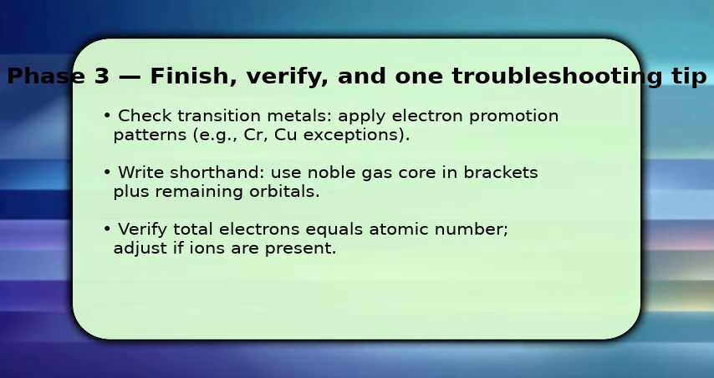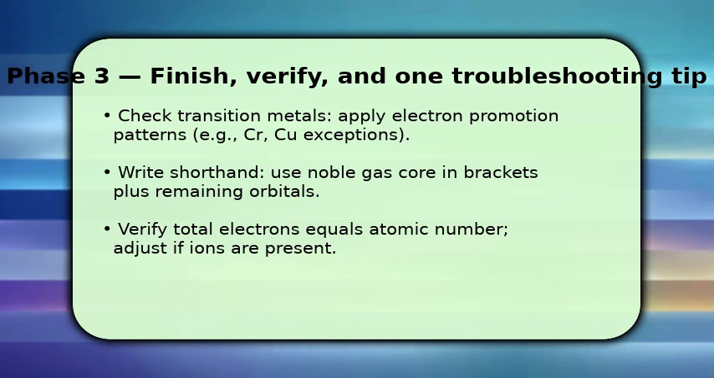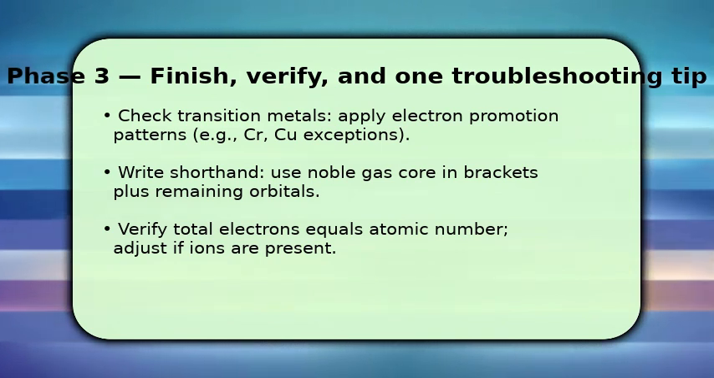Then write the compact configuration. Use the noble gas core in brackets and append the remaining subshells. Finally, verify the electron count equals the atomic number, or subtract/add electrons for ions. If the configuration seems off, recheck electron counts and Hund's placements as the first troubleshooting step.